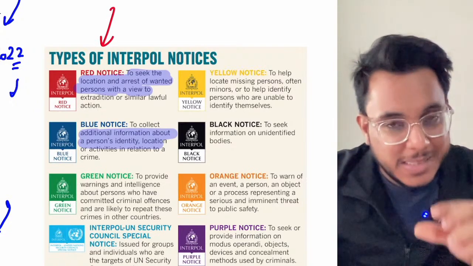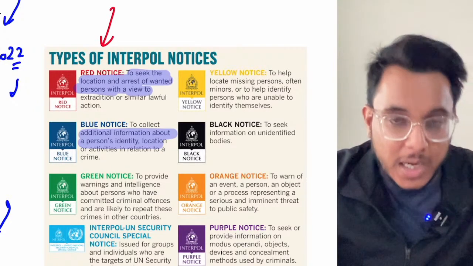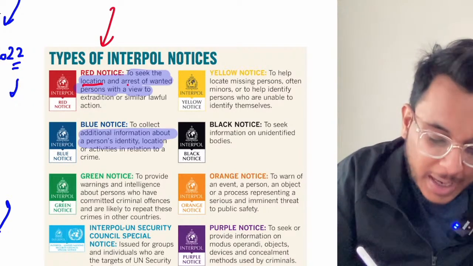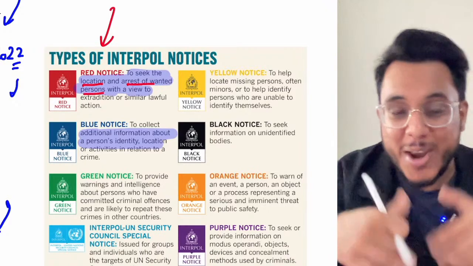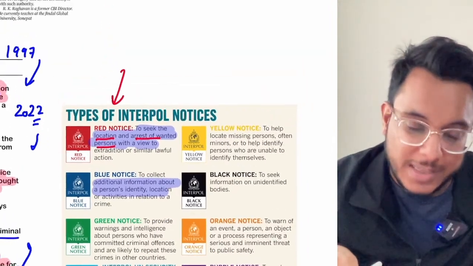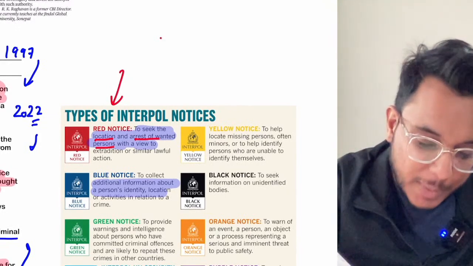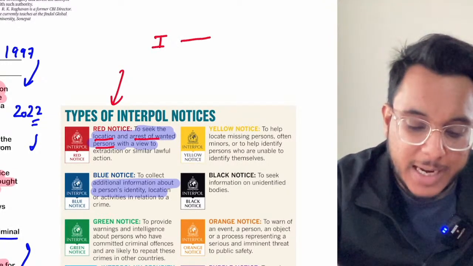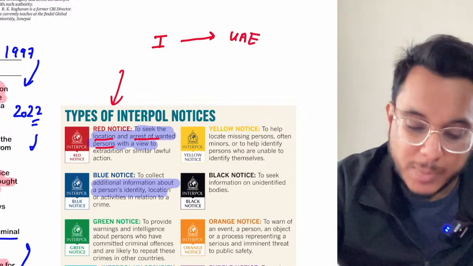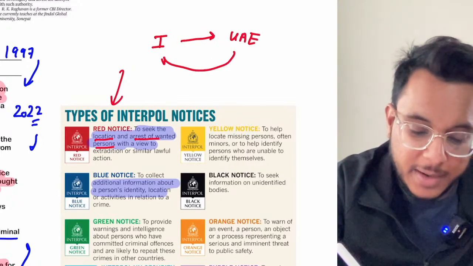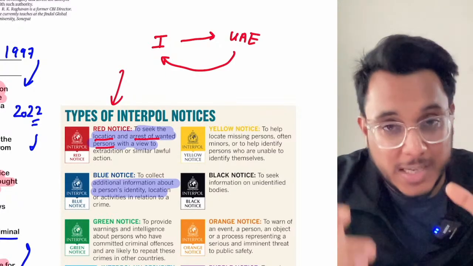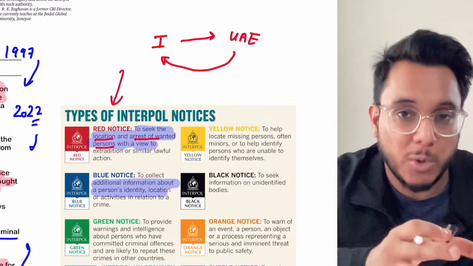A red notice can be sent by one country to another country through Interpol. It aims to seek the location and arrest of a wanted person, for extradition. For example, a person committed a crime in India and ran to, let's say, the UAE. Now this person is to be extradited to India. First of all, understand this: extradition means to bring back that person.